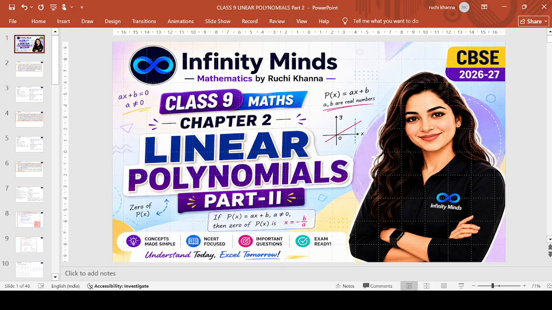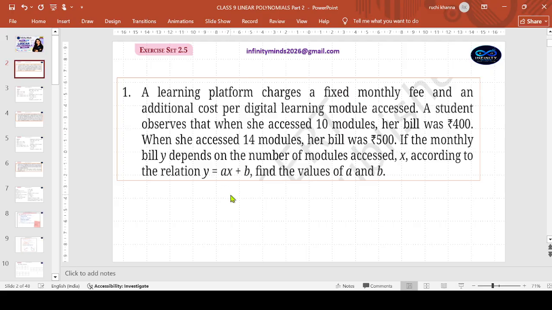Today we are going to take up the second chapter of Ganita Manjari, linear polynomials, second part. Okay, let us continue. So this is exercise 2.5 and 2.6 we will be taking up, talking about linear relationships. And you also have graphical representation of linear relationships.